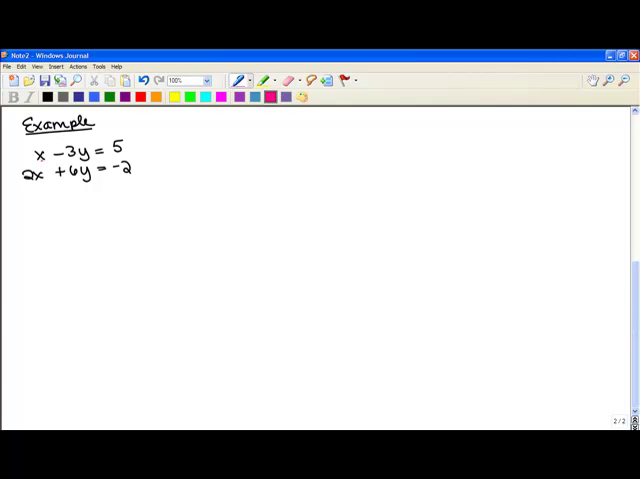We have the system of equations x minus 3y equals 5 and 2x plus 6y equals negative 2. Now we'll label each variable and constant. This is a1, this is a2, this is b1, this is b2, and this is c1 and c2.